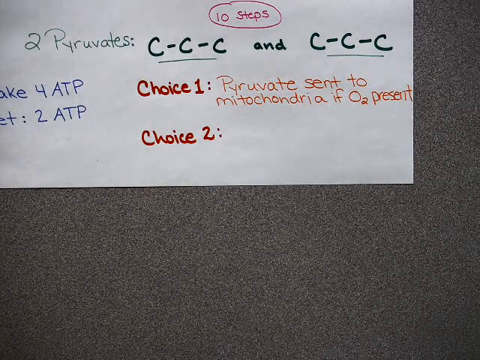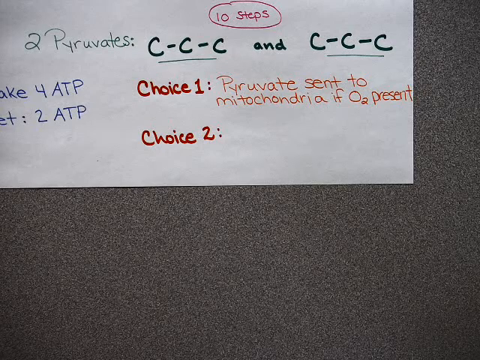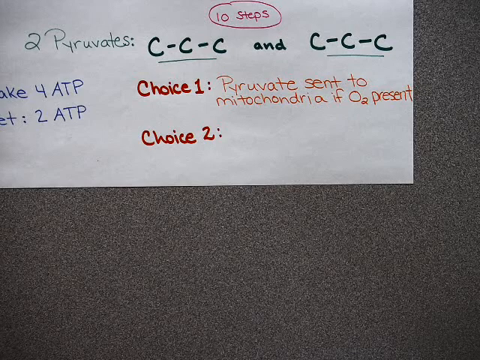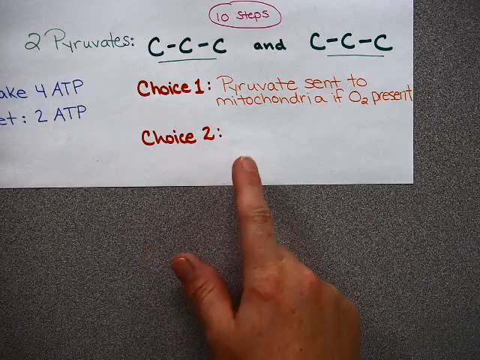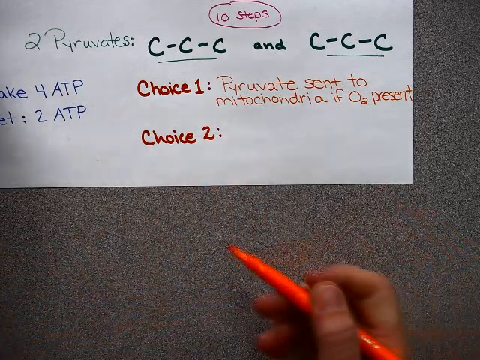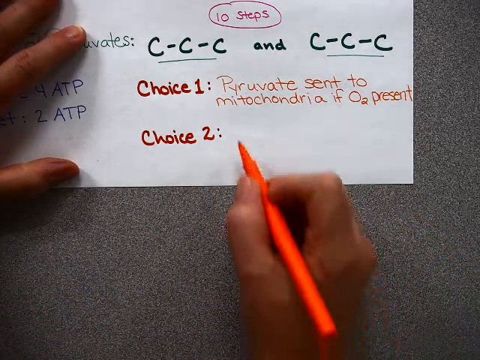Like somebody trying to run a marathon and they're not quite ready, or somebody who just got off the couch after all winter sitting around and now it's time for track season. Now you got to start running. They don't quite have the delivery of oxygen that we might need. So if oxygen is not adequate, we can also go to choice number 2.